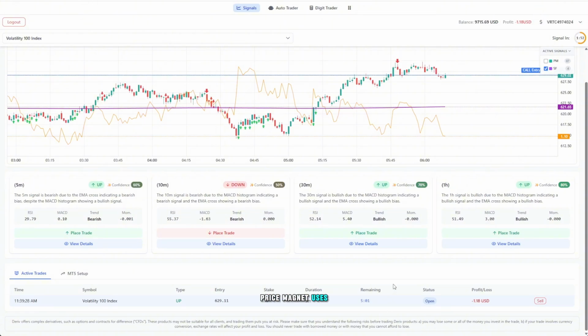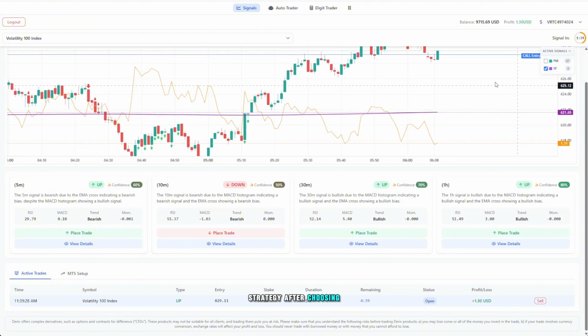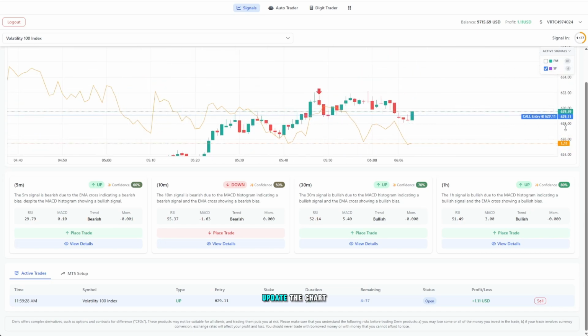Price Magnet uses VWAP bounce signals. This tool helps identify pullbacks to key average price levels. Breakout Beast focuses on ATR-based volatility breakouts. It helps spot when the market is preparing for a strong move. You don't need to enable all signals at once. For best results, select only 2 or 3 tools that match your trading strategy. After choosing your signals, click Apply to update the chart.